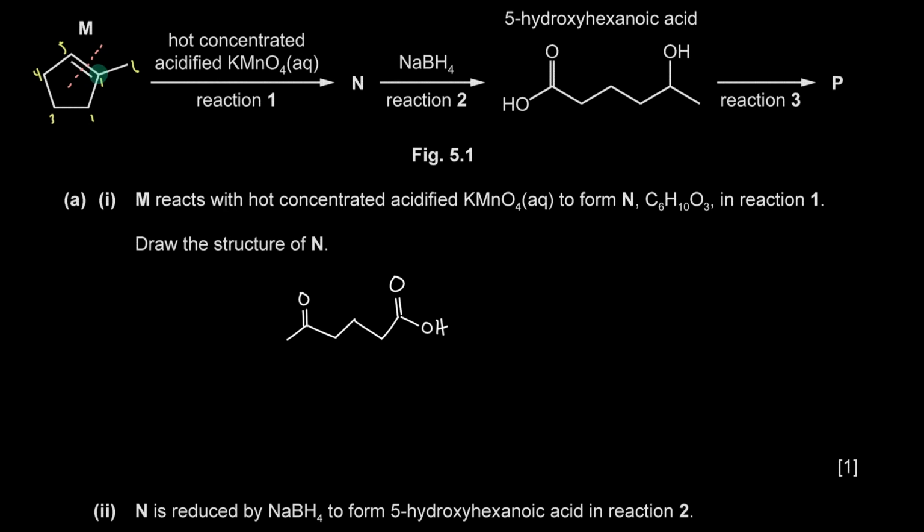So if you look at reaction 2, compound N, which is this compound here, is being reduced to form this compound. What we see over here is that the ketone is being reduced to a secondary alcohol. Okay, the carboxylic acid is not being reduced, because NaBH4 is not a strong enough reducing agent to reduce the carboxylic acid. If we wanted to reduce both the ketone and the carboxylic acid, we have to use lithium aluminum hydride, LiAlH4.